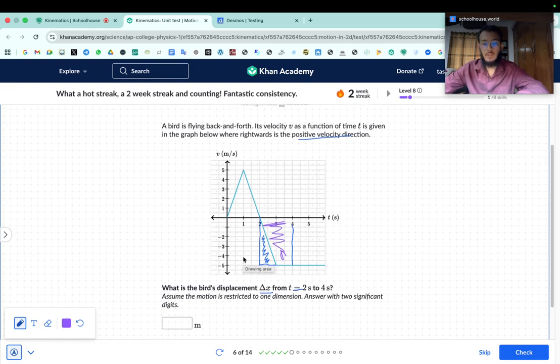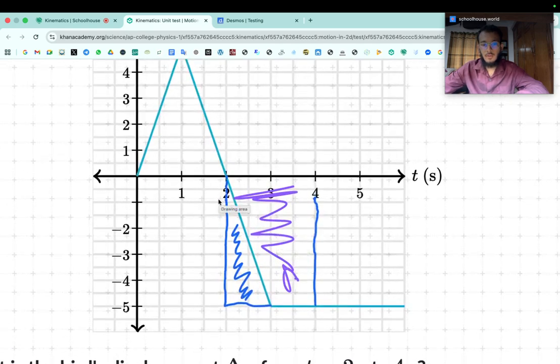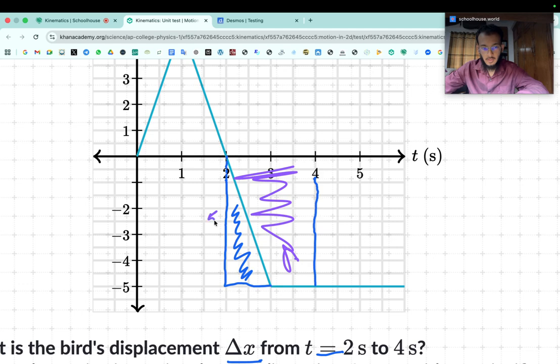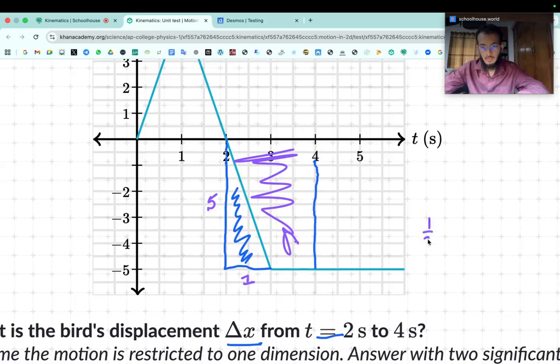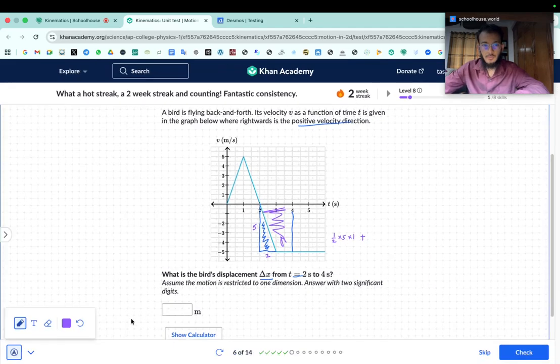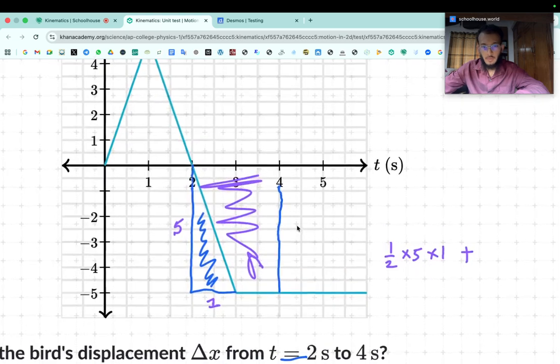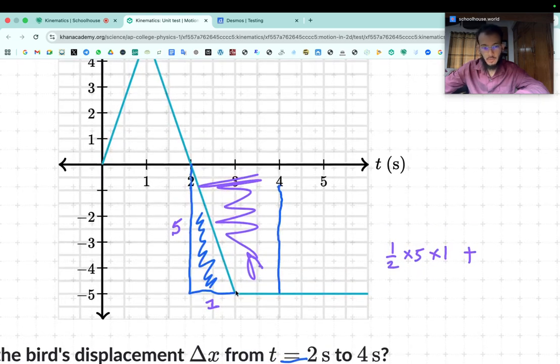Okay, now this one, we have a 5 length here and we have 1 length here, because from 2 to 3 we have 1. So the area would be half times 5 times 1 plus, we need to add this shape here, so we can break it to a rectangle, as you can see, of length 1 and 5.